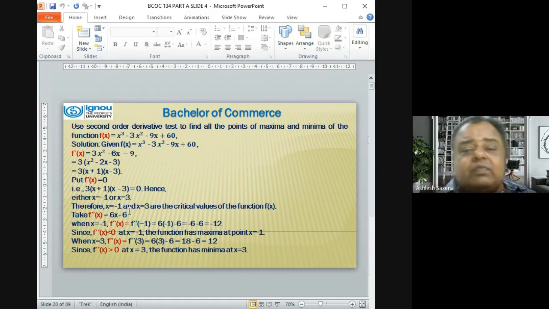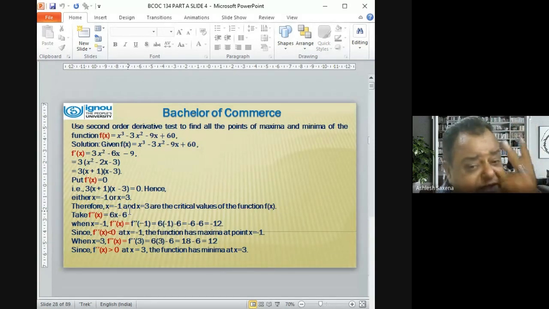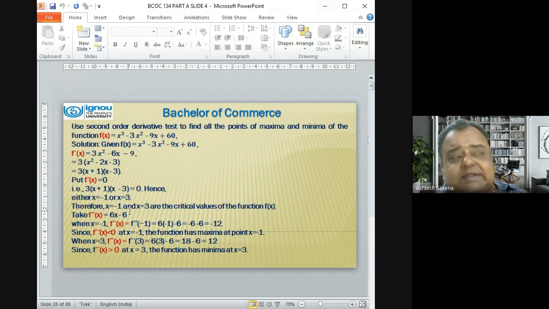Now, as I told you, we will be studying the nature of the second derivative. So we have two values of x, minus 1 and 3. Simultaneously, we will be putting these values. Second derivative at minus 1 will be 6 into minus 1 minus 6, that will be minus 12. Second derivative at minus 1 is negative. That means that is a point of local maximum.